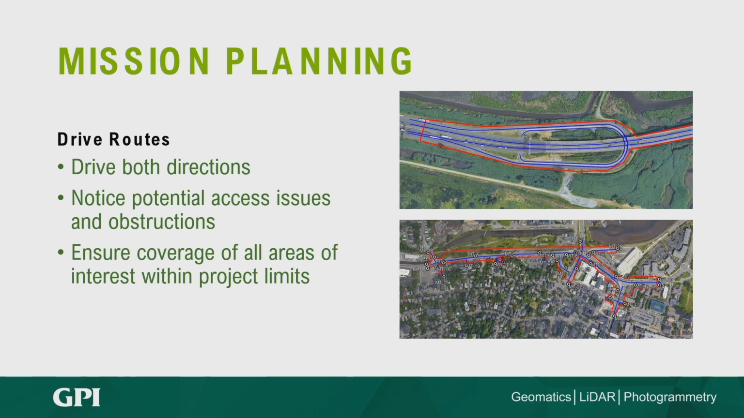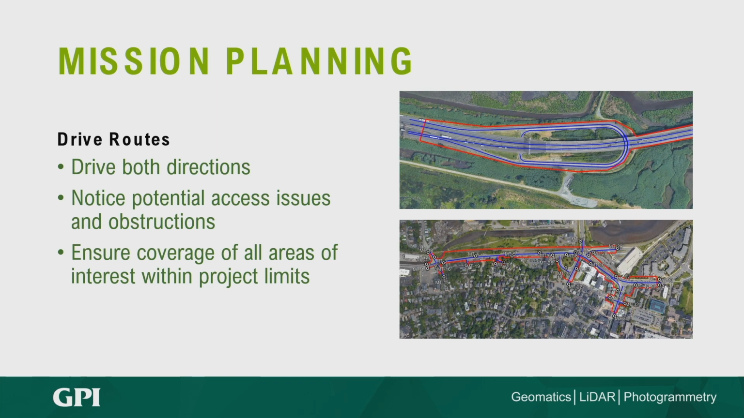For mobile LiDAR, this is an example of that planning. We're going to scan both directions. We're going to scan multiple lanes and try to get redundant data. As you drive, you can drive highway speed with this, and then you're going to have some holes where other cars are going by. So we'll drive every lane to make sure we're filling in all those gaps.